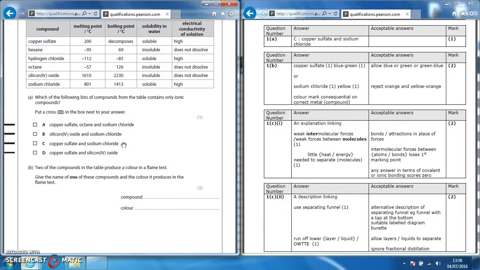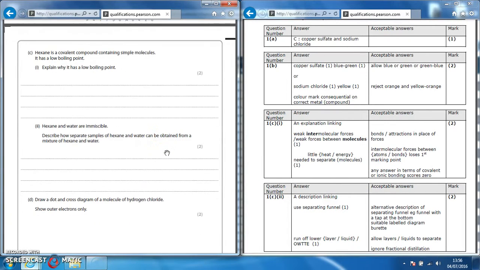Two of them produce a coloured flame. So we're looking at the metals here, so we could go for the copper sulfate, and it's the copper that gives us the blue-green colour, and the sodium chloride, which is the high melting and boiling point there. Sodium chloride gives you the yellow colour, so it's, as it says here, name of the compound and the colour it goes. It's got to be the right one for each mark.